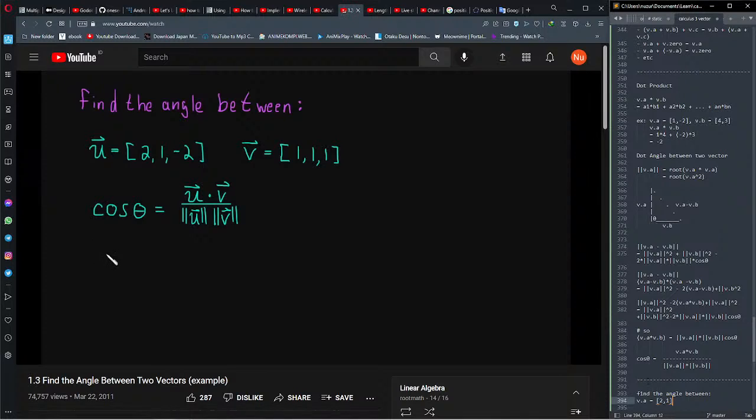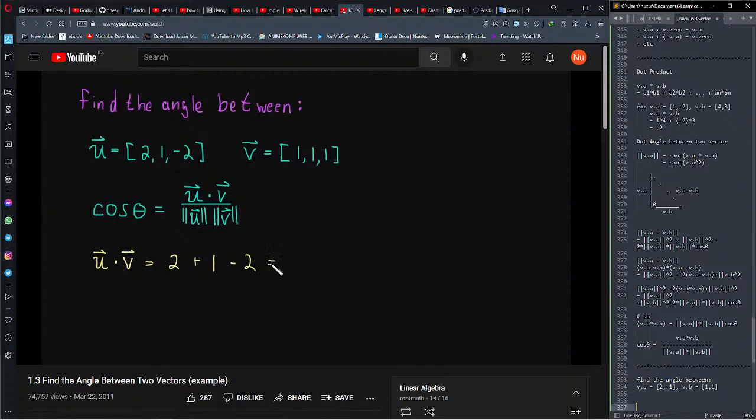So let's go through that. So the dot product of u and v, so u dot v, is equal to 2 times 1, that's 2, plus 1 times 1, that's 1, plus negative 2 times 1, that's just negative 2, or minus 2. So this comes out to be 1. So the dot product is 1. Let's do the length of u now and the length of v.